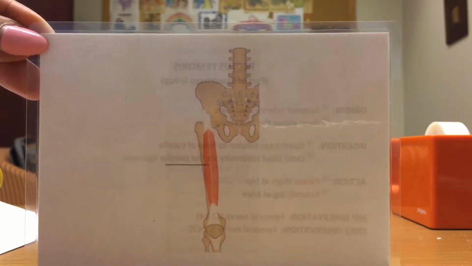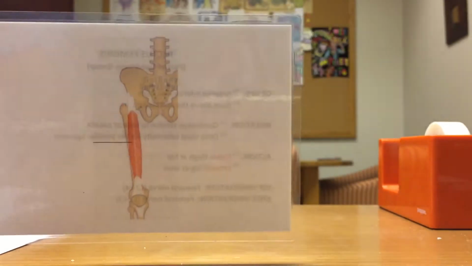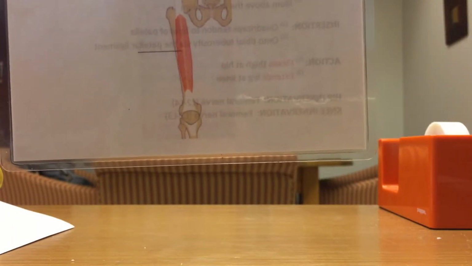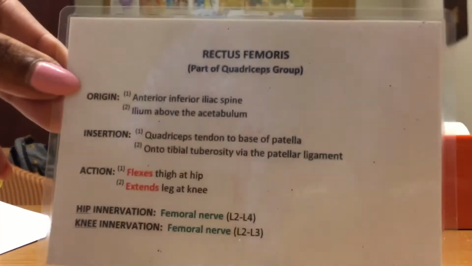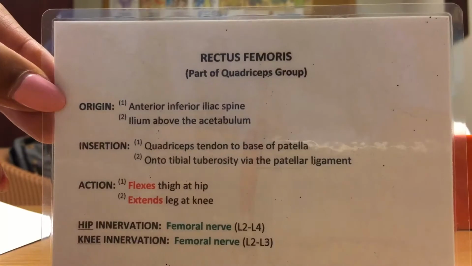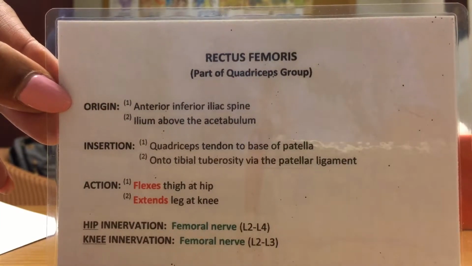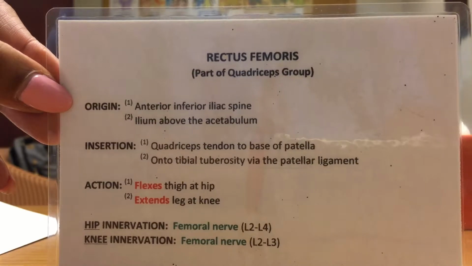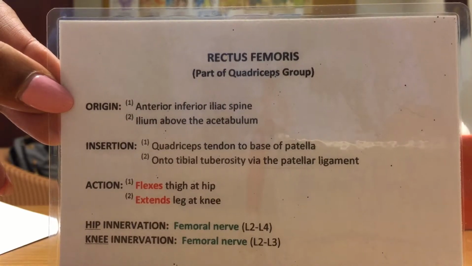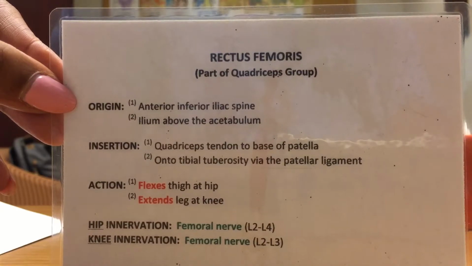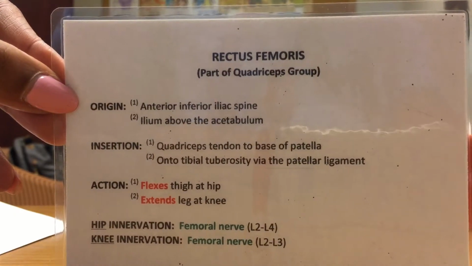This is the rectus femoris muscle. Okay. The origin of the rectus femoris has 2. The first is the AIIS, that's the anterior inferior iliac spine. And 2, the ilium above the acetabulum. I don't know how to pronounce that.